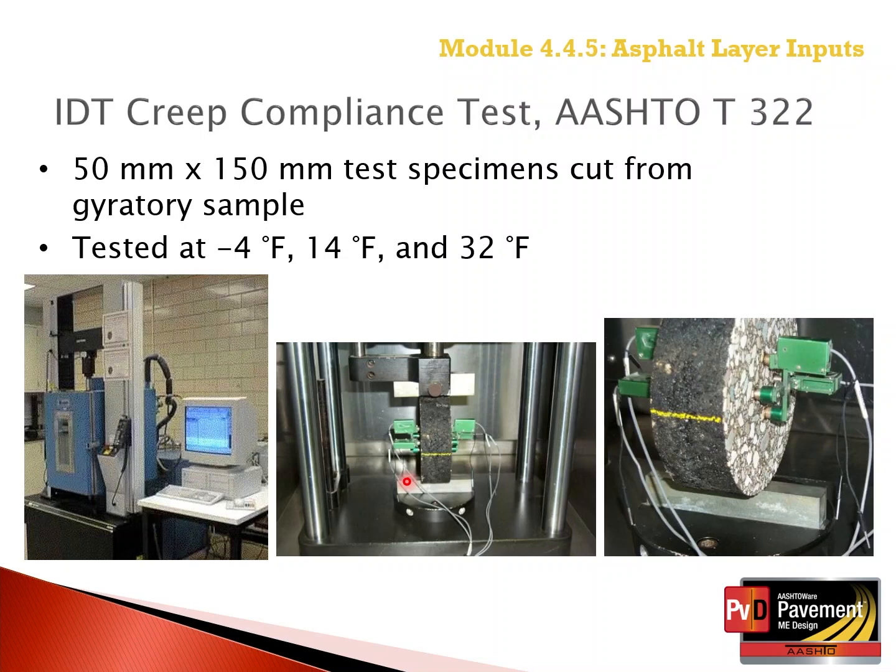The center photograph shows the specimen inside the environmental chamber ready for testing, along with the LVDTs attached to both faces of the specimen. The photograph on the right simply shows a close-up of the on-sample instrumentation required to measure the horizontal as well as vertical displacements used to calculate the creep compliance values.